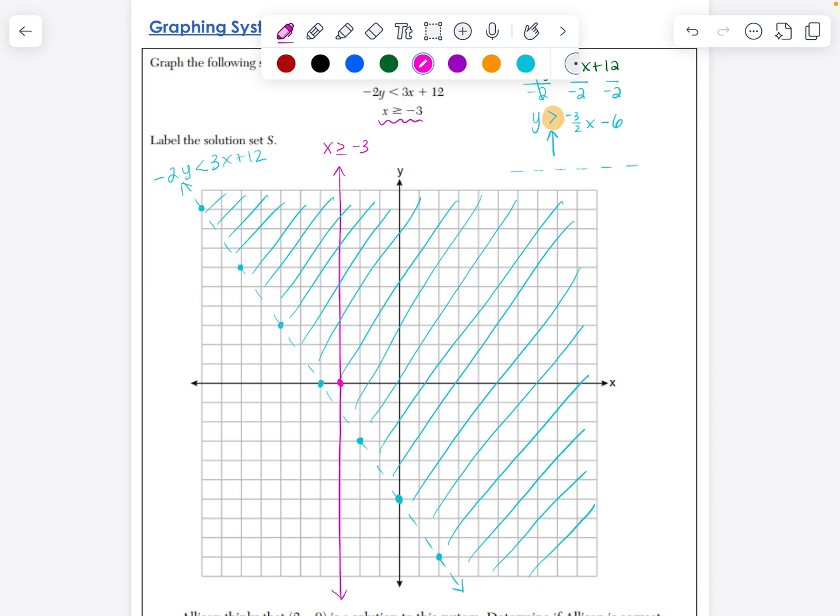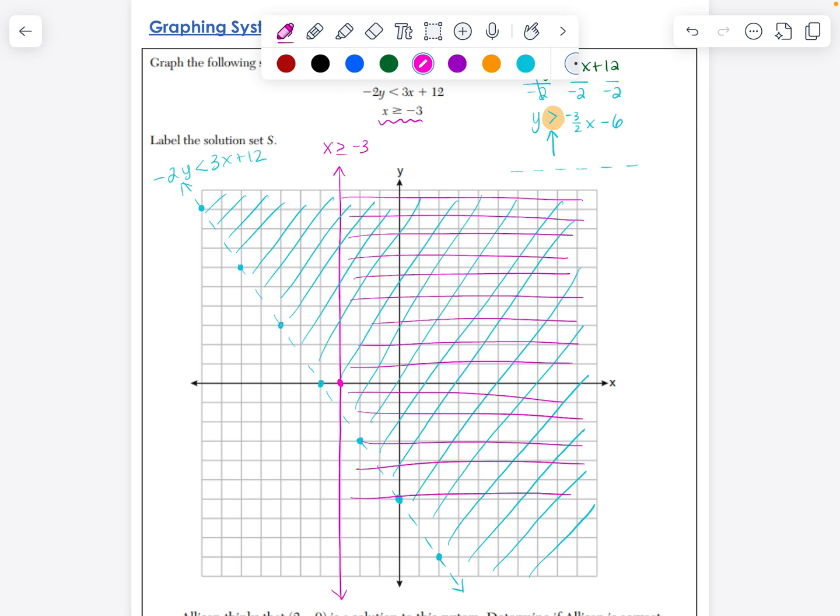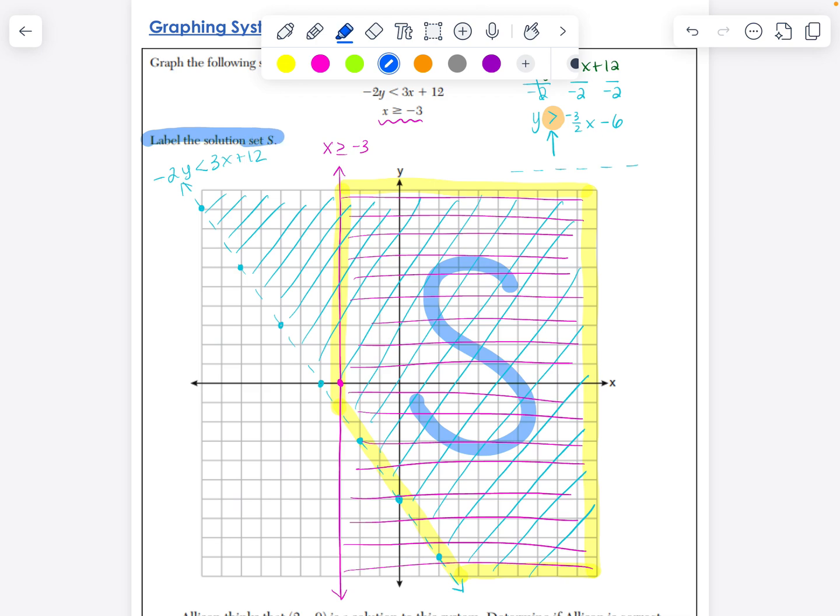Now, for your x inequality, it says x is greater than or equal to. Well, all of these values are where x is greater than or equal to -3. Okay, and we're going to do this for the entire way down your graph. So as you can see, it is in this section, and you don't need to highlight yourself, but I'm going to just highlight to show you that everywhere in this section here is where our solution set is. And so we're going to put an S for a solution set inside of that, because it tells us to label the solution set S.